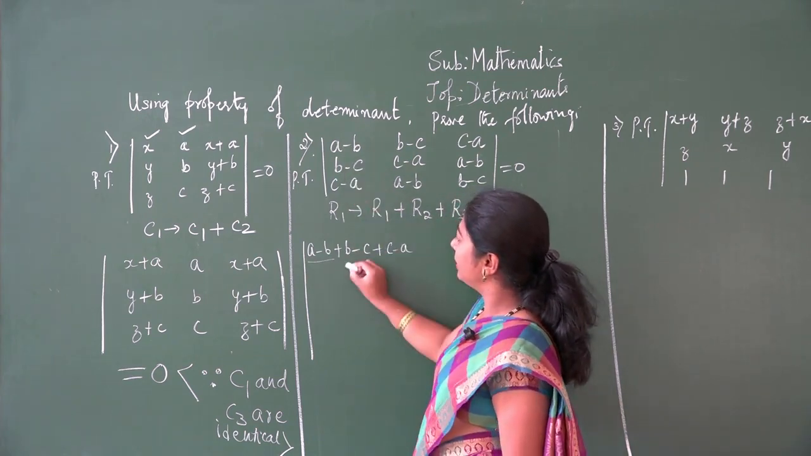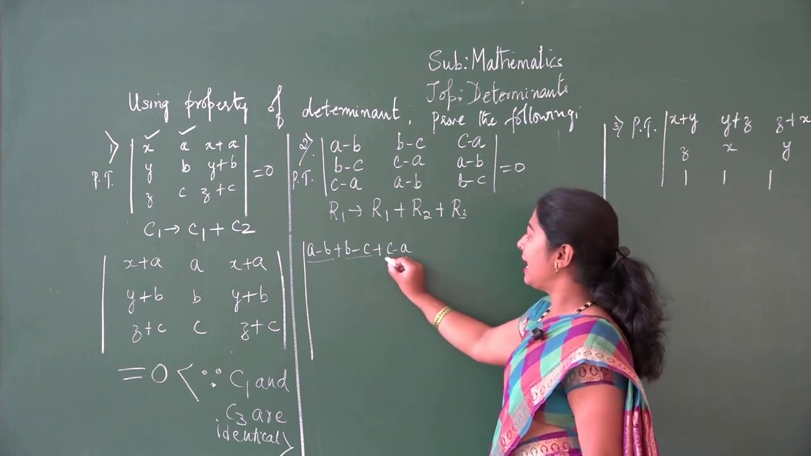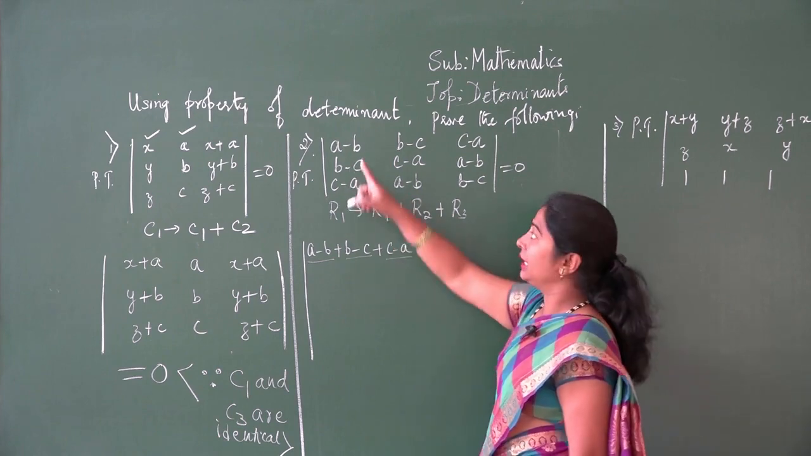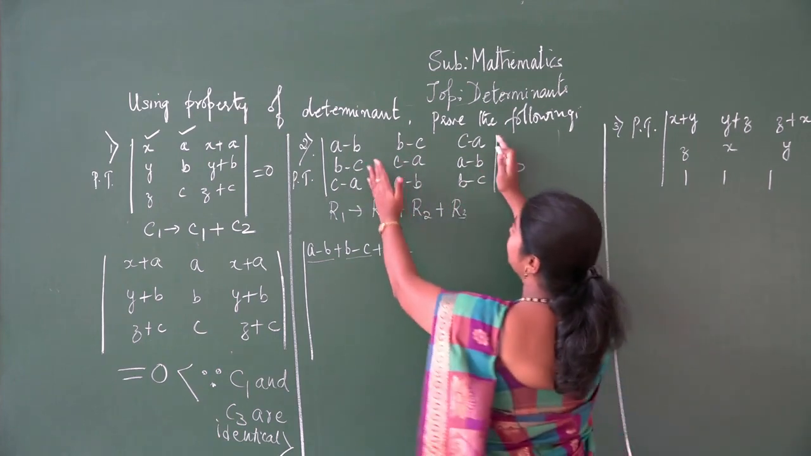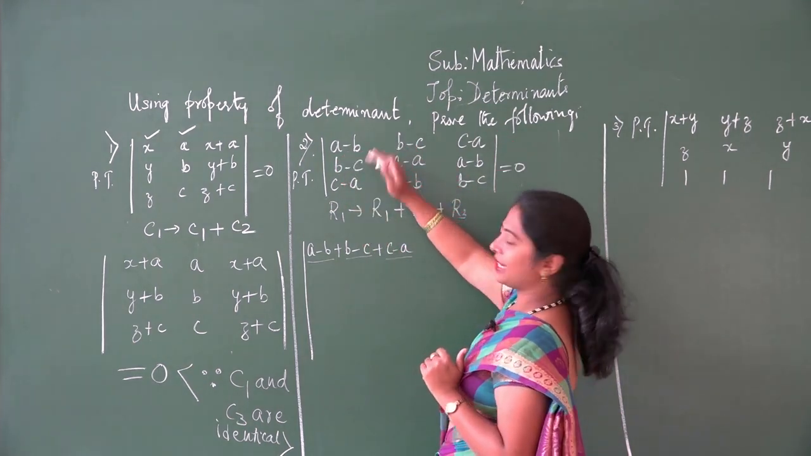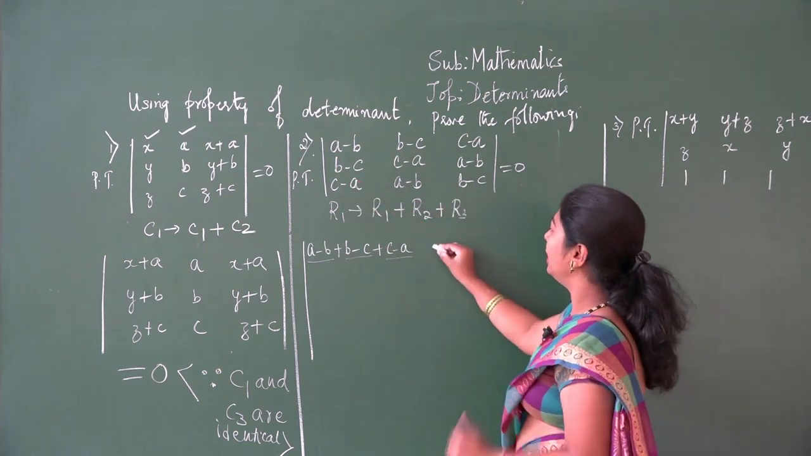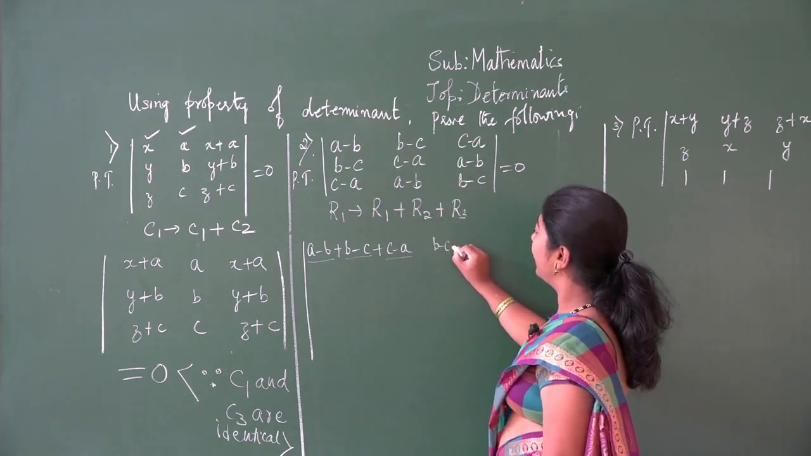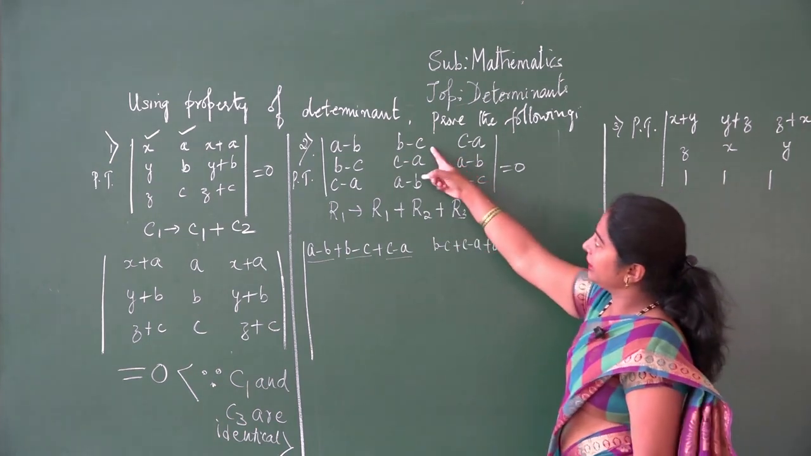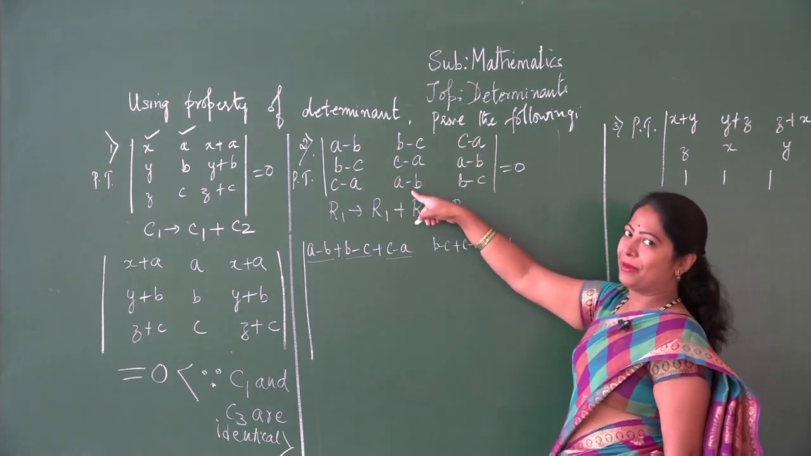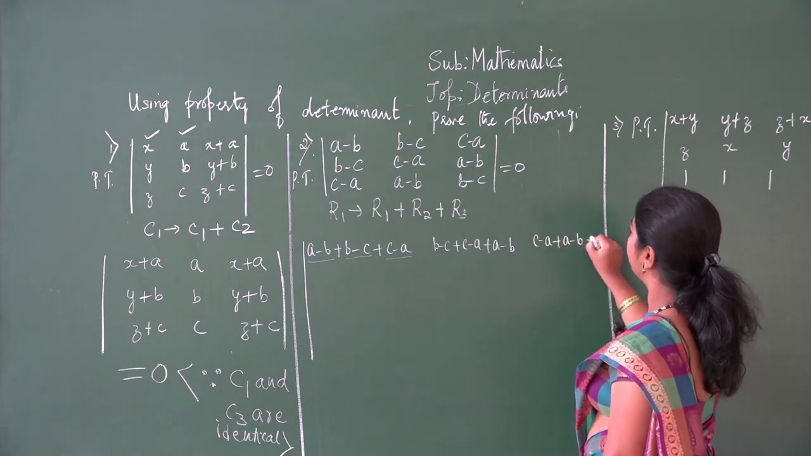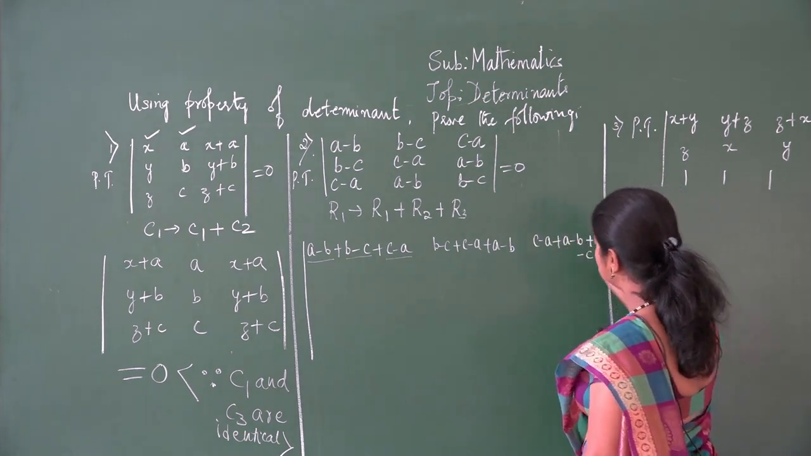This is the R1 term, this is the R2 term, and this is the R3 term. Finished adding R1 plus R2 plus R3. How do you add a column? A minus B, C minus A. This becomes the column. How do you add rows? A minus B plus B minus C plus C minus A. Similarly, with the next one, B minus C plus C minus A plus A minus B. Moving on to the third row, C minus A plus A minus B plus B minus C.